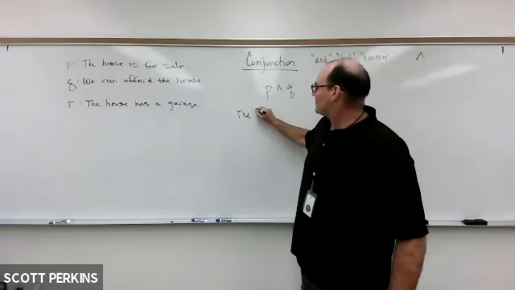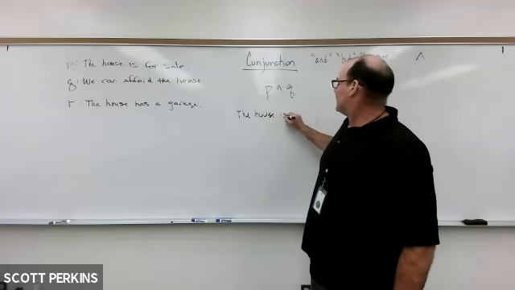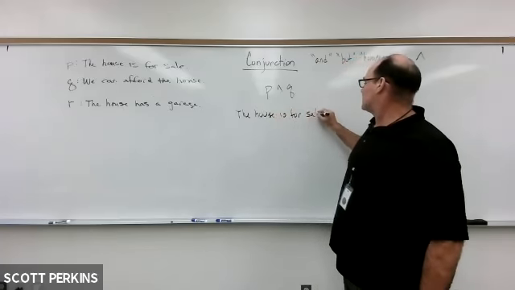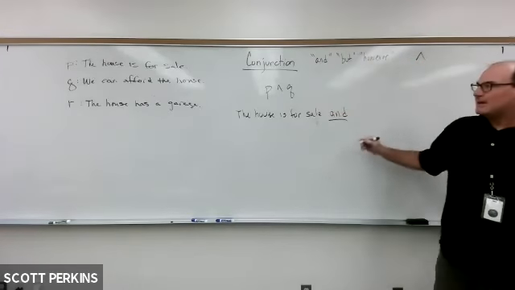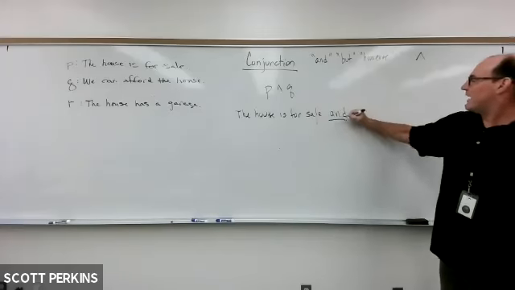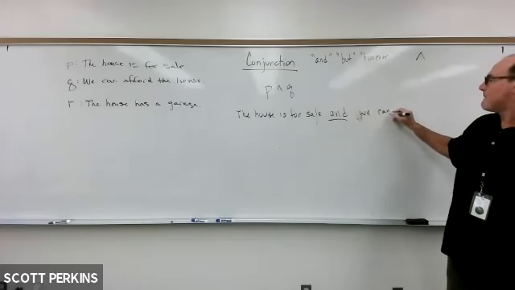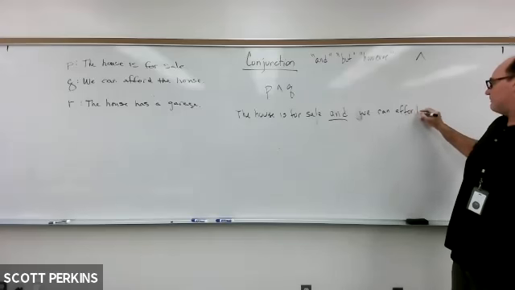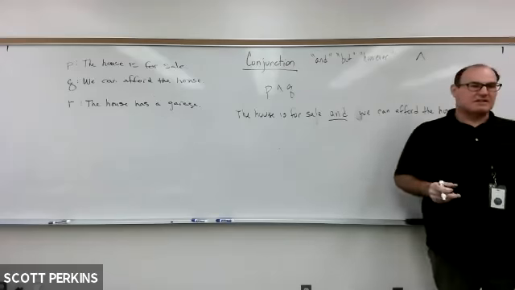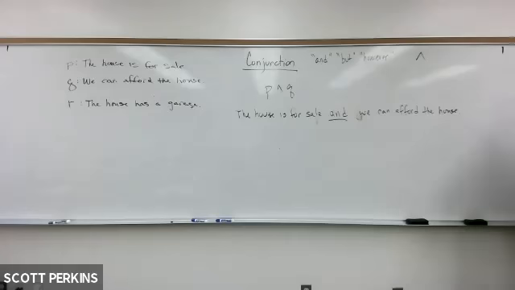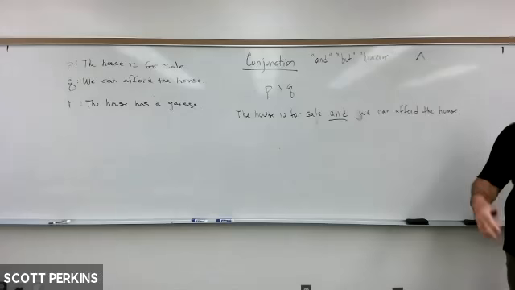So I'm going to write that down. P is the house is for sale. Try to keep these statements short. And I'm going to underline and because that's my caret. The house, we can afford the house. This is our second connective. The first one was the negation. This one is called the conjunction. It's our second of the five that we're going to have, and there's only these five.